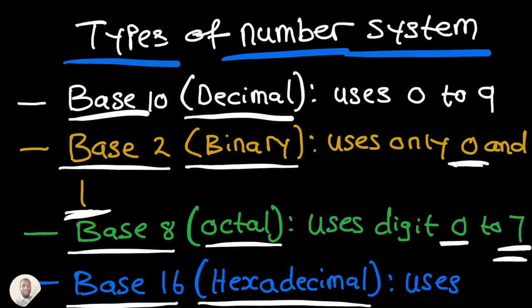Because the highest value we use is what? It is 9. Now next, binary or base 2. This one is used by computers and digital systems. The binary or base 2 system is used in computers and digital systems.